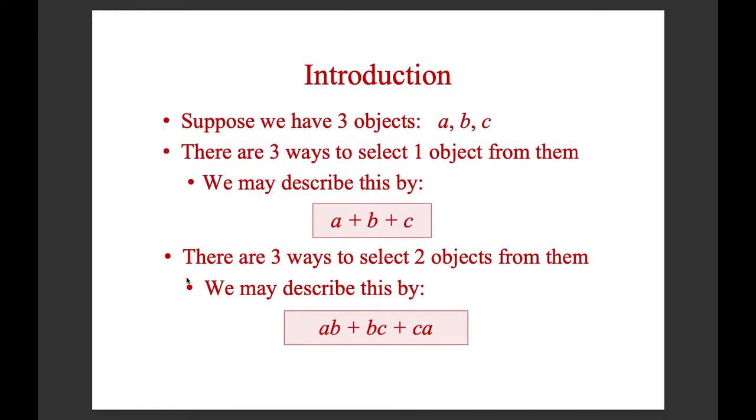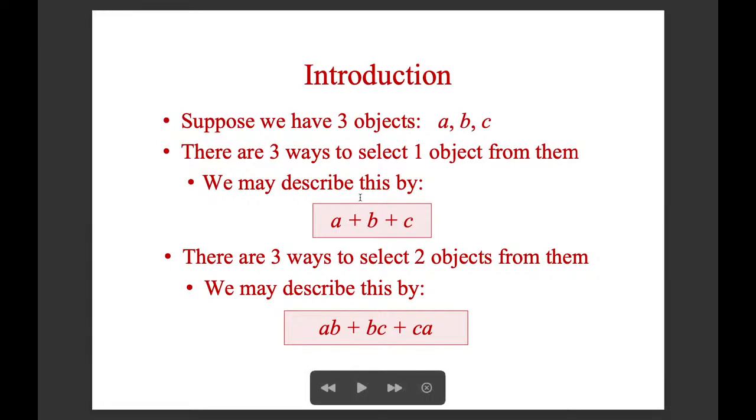So suppose that we have three objects A, B, C, and we know that there are three ways to select one object from them. We may either select A, or B, or C. Somehow we can describe this by an expression. We use plus to represent or. So here we may be selecting A, or B, or C. Just read this as some kind of an encryption of what we are saying. It is not exactly a mathematical formula, but it is what we are saying.